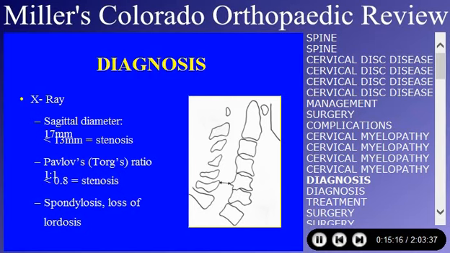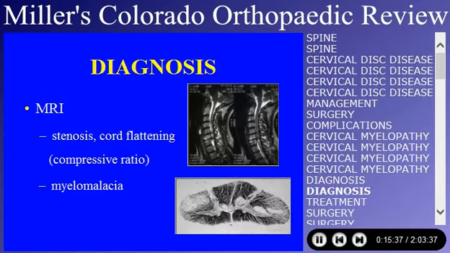The other thing that you'll almost always see is spondylosis, loss of lordosis. So if somebody comes in and they have a normal cervical spine x-ray without a lot of osteophytes, without a lot of collapse, and they have a normal sagittal canal diameter, chances are they're not going to have x-ray or MRI evidence of cord compression.